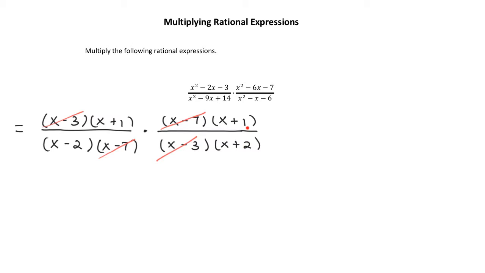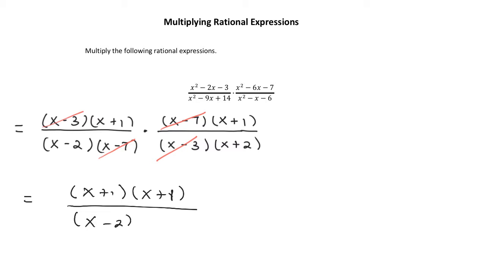And there is nothing else that's left over. x plus 2 can't cancel into the x plus 1 on either fraction. And the same thing goes with this x minus 2. It can't cancel into either of those. All that is left over is x plus 1 times x plus 1, divided by x minus 2 and x plus 2.